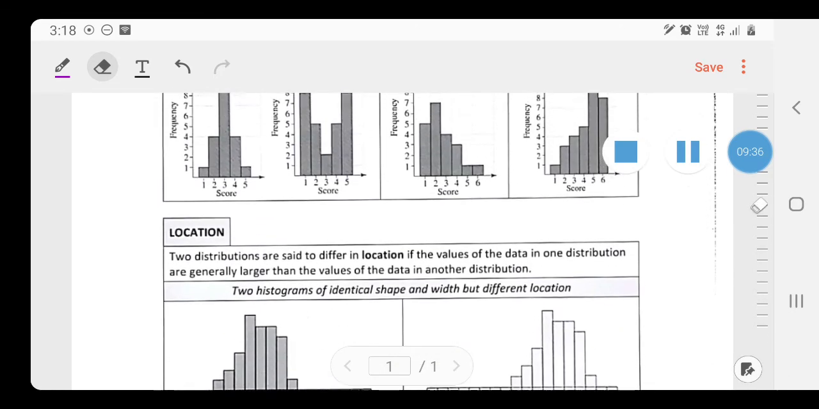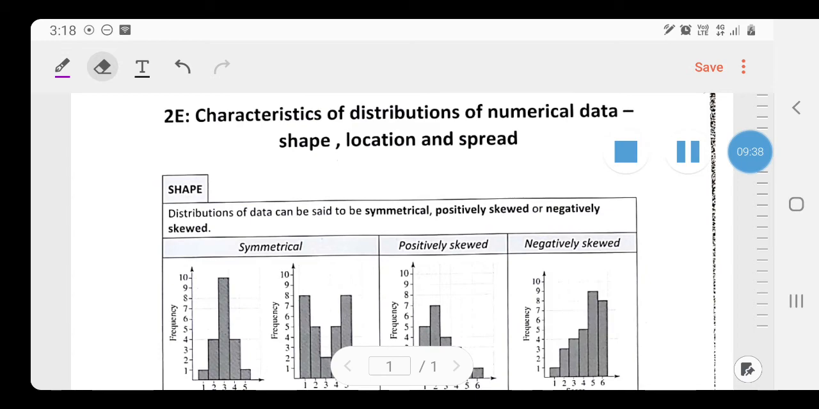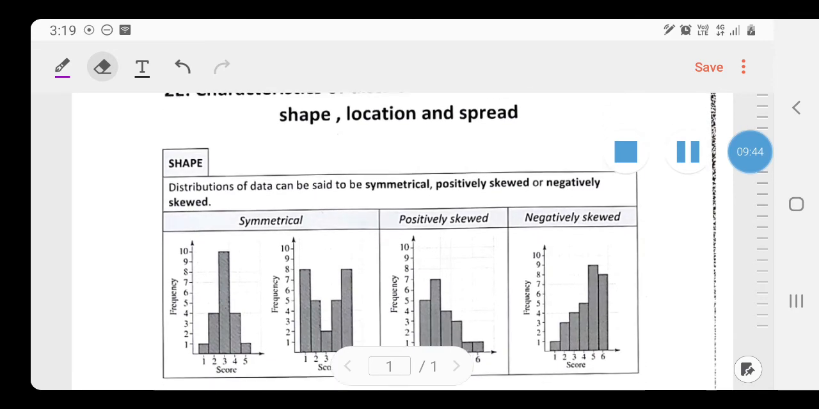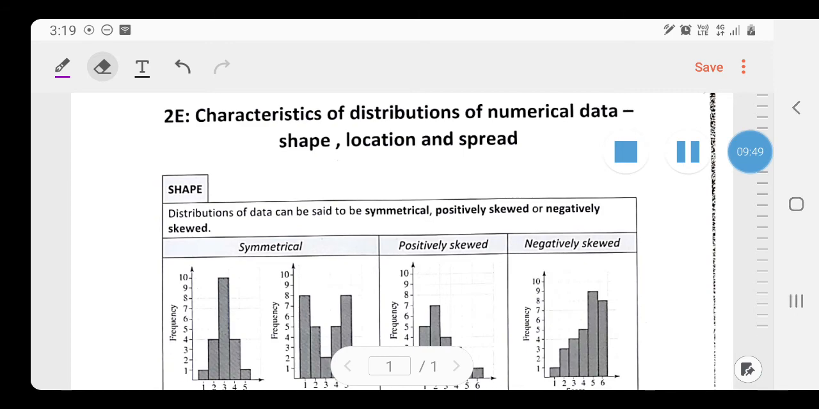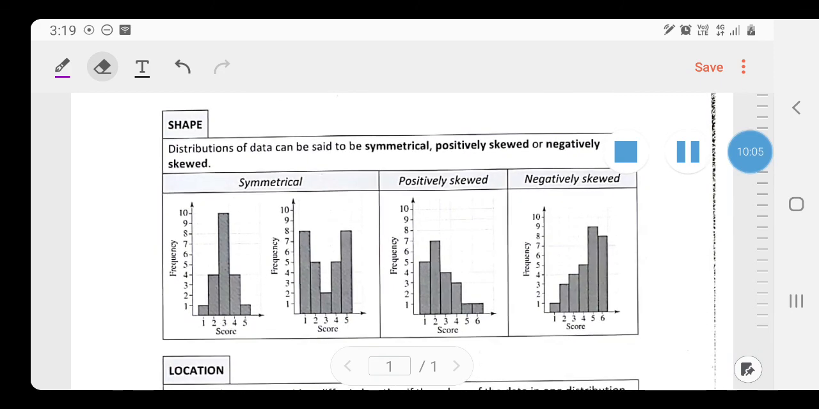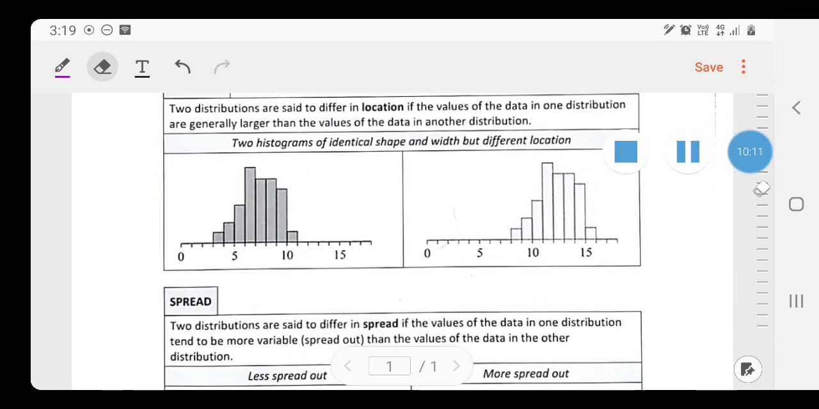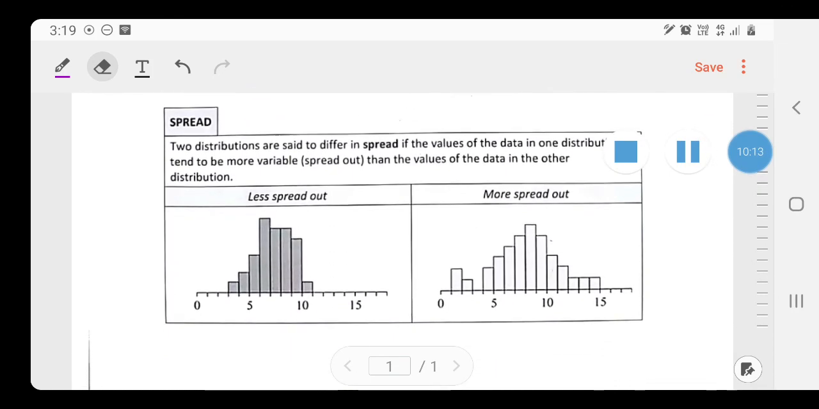So, in summary, if you are asked in a SAC to describe the shape, location, and spread of a distribution, if you're even asked to describe a distribution, what they are usually getting at is that you will immediately know that there are three main categories that you should be thinking about: shape, location, and spread. So you would use a word to describe the shape, you would use a word to describe the location, and you would use a word to describe the spread. Okay?